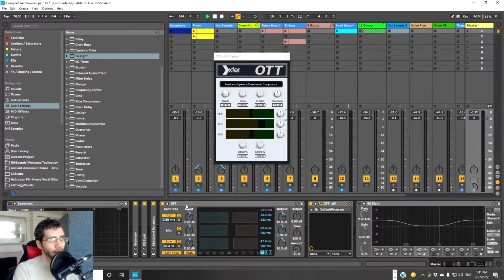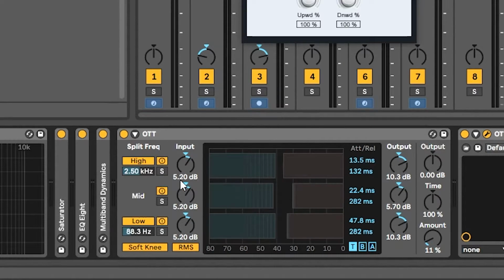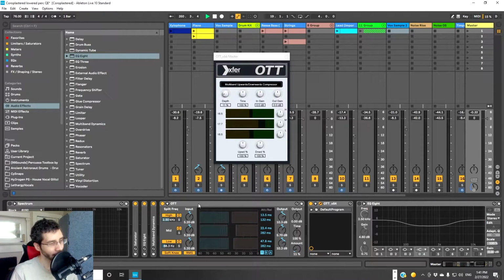Okay, here we are, OTT. So the first thing, we'll just start here and kind of make our way over here. It looks like the input signal into the processing, for each band, is boosted by 5.2 decibels. So already we're boosting the signal by, like, I guess technically almost 200%.